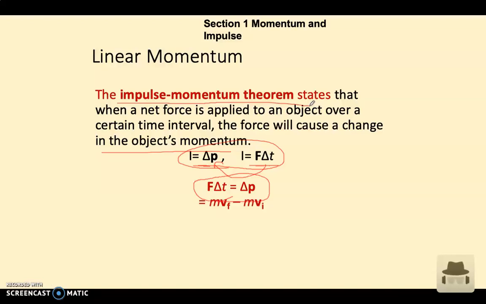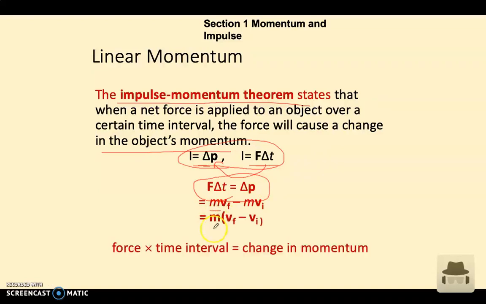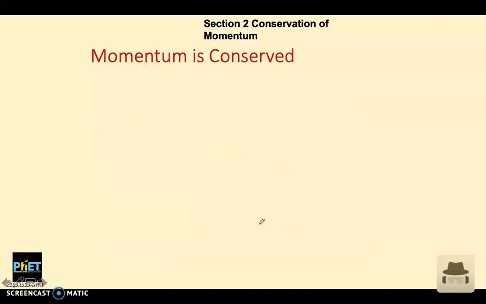So the change in momentum is mass times change in velocity. If I have the same mass, I can take the mass as a common factor outside, so it will be m times the change in velocity, which means v final minus v initial. And we solve questions regarding the impulse and momentum theorem. I would advise you all to practice the same questions we did before in class.